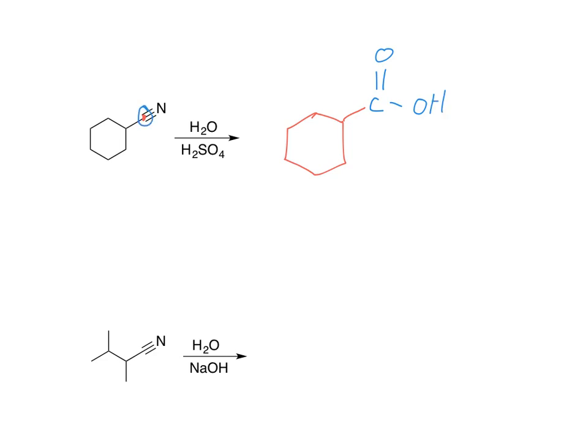And then we add the water molecule, and so that gives us our double bond to our oxygen and our OH. And so what we get from this nitrile group is this carboxylic acid. And if you notice, all the other carbons stay the same, and the only thing we change is this nitrile.